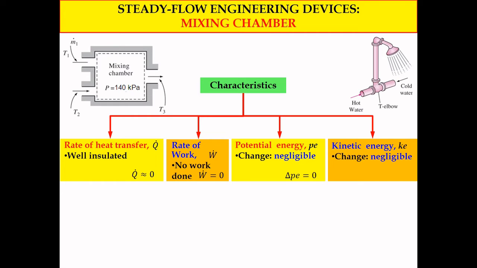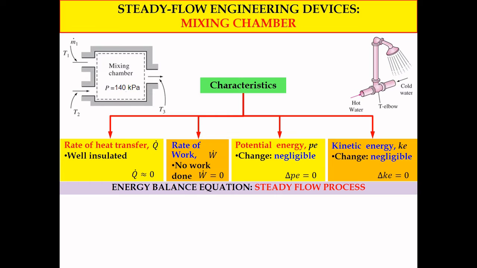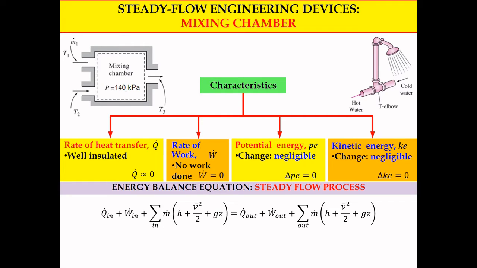Similarly for the kinetic energy of the mixing chamber, we can neglect the kinetic energy change, so delta KE equals 0. When we apply the energy balance equation for a steady flow process, we will have this full equation. Based on the mixing chamber conditions, we can cancel out terms in the energy balance equation. Due to the rate of heat transfer equal to 0, Q in dot and Q out dot will be 0, and no work is involved, so W in dot and W out dot will also be 0.